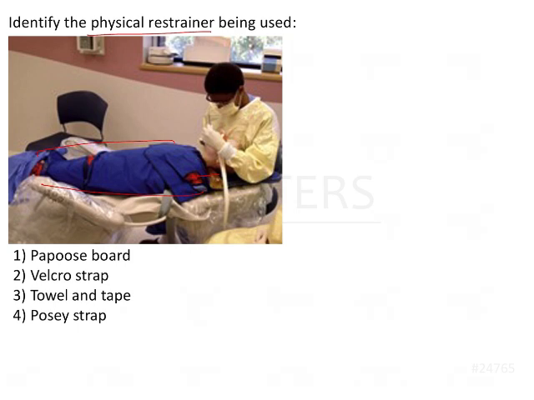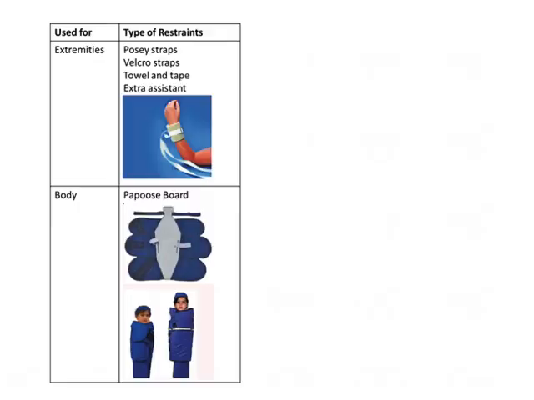So we need to identify whether it's a papoose board, whether it's a Velcro strap, towel and tape, or a posey strap. Now, if we know the indications of these given options, we can easily identify that the image is that of a papoose board because it is used for the entire body.